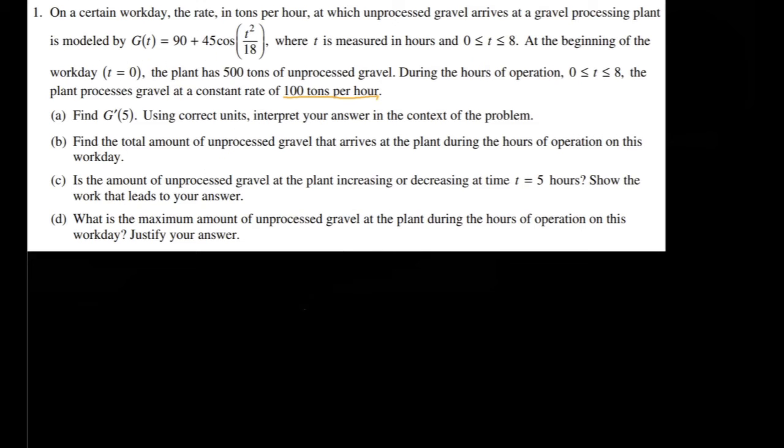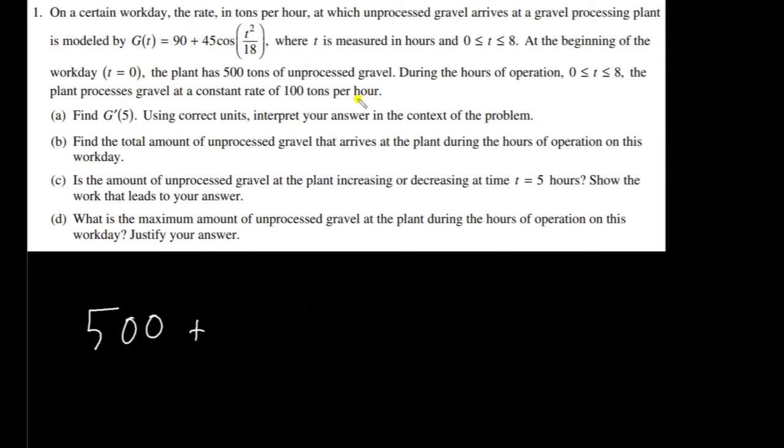What is the maximum amount of unprocessed gravel at the plant during the hours of operation on this workday? Justify your answer. Okay, so let's think about how much unprocessed gravel there is at a certain time. We know we're starting off with 500 tons of unprocessed gravel, right? Then we have some coming in, and we have some going out, right?